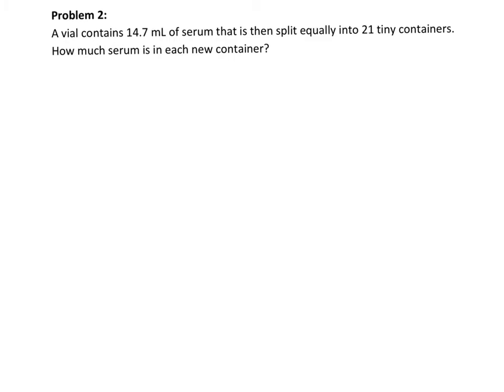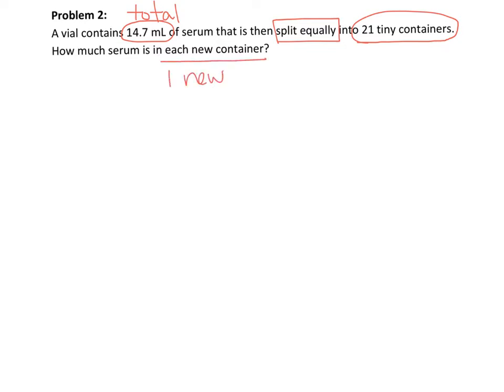Problem 2. A vial contains 14 7/10 milliliters of serum that is then split equally into 21 tiny containers. How much serum is in each new container? So I know I have 14 7/10 milliliters of serum, so that's kind of my total. And then it's split equally into 21 tiny containers. So how much is in each new container? So that means one new container. So when I'm trying to figure it out for one, I have to divide. So we have our dividend, which is our total, 14 7/10, divided by, well, how many containers?